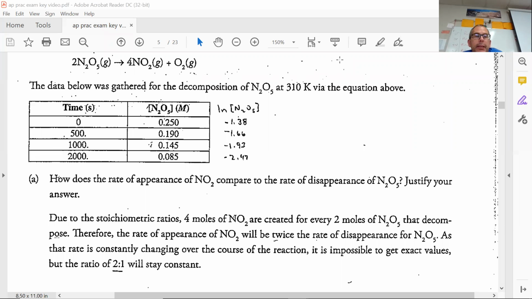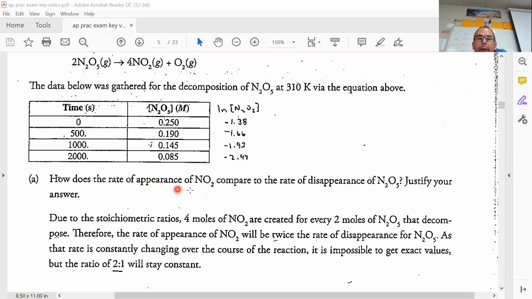AP practice exam review. We're going to start with question number 3 of the free response. And this one looks like a kinetics problem. We have this reaction right here. And let's see, we have some data. Over time, the concentration of the reactant decreases, what we'd expect.